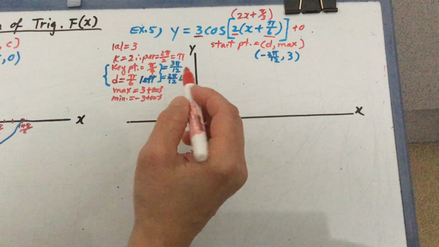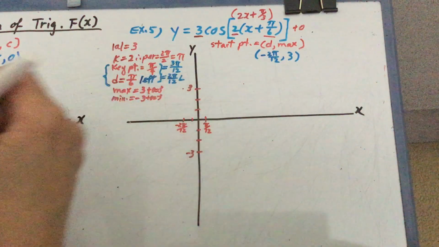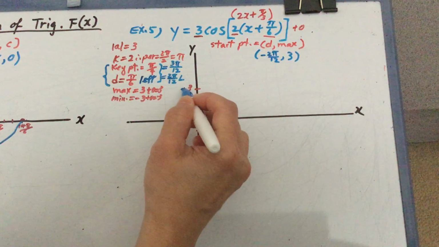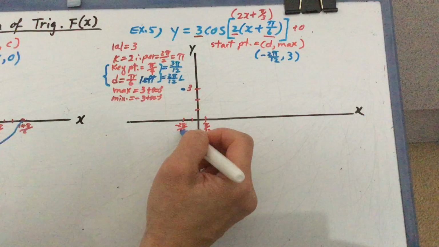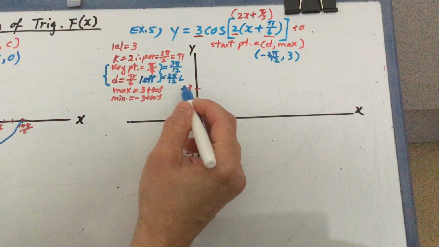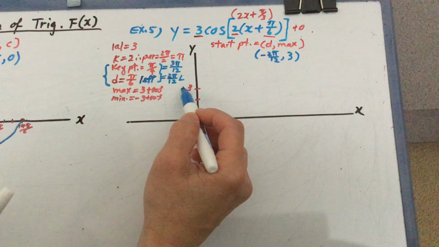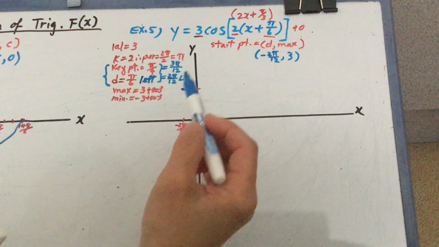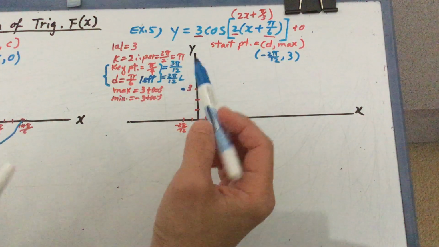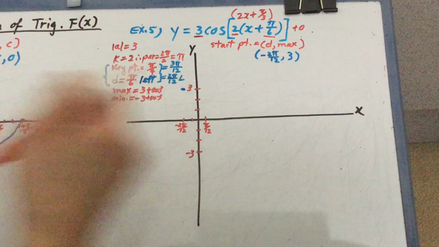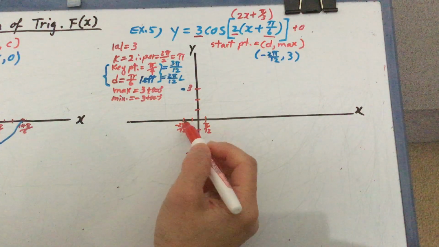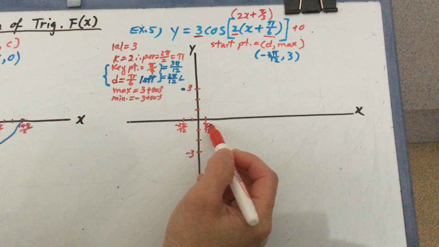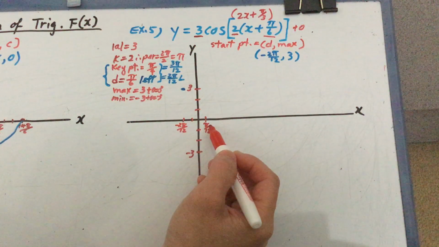So that means my starting point is going to be here. Well, let me use the blue to indicate. This is where my starting point is: negative 2 pi over 12, comma, 3. And then from the starting point, every 3 pi over 12 will give me the key point. So my next key point is going to happen from the negative 2 pi over 12: 1, 2, 3. So it is going to happen at pi over 12.